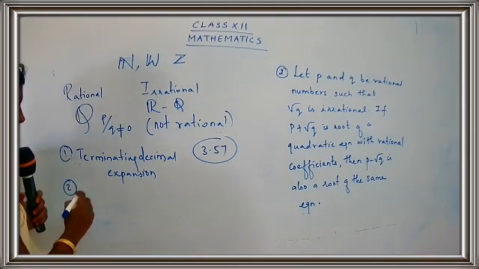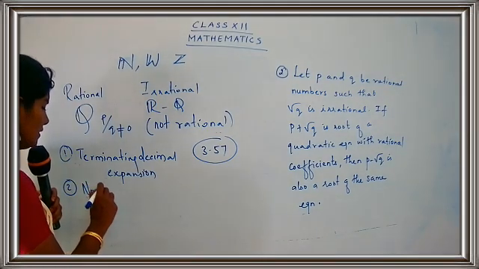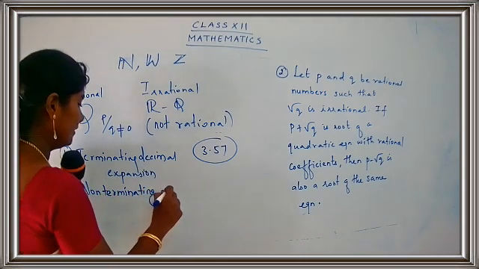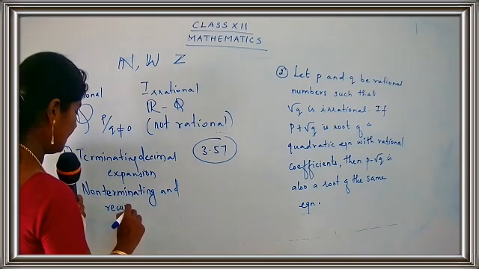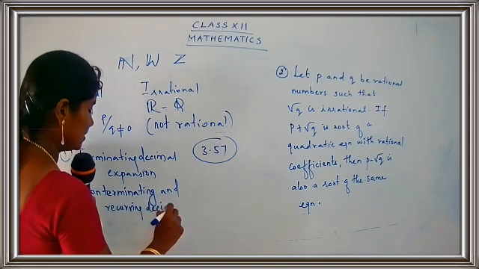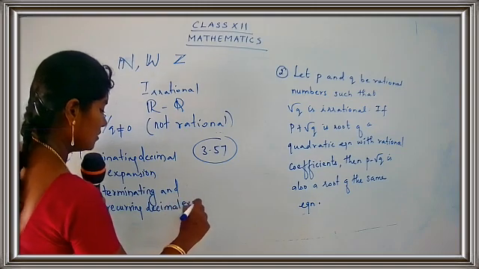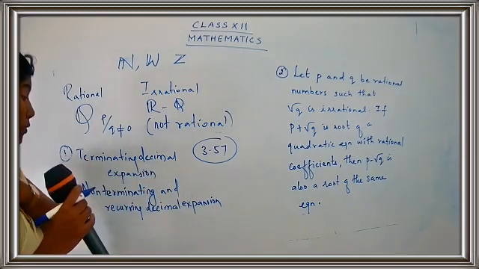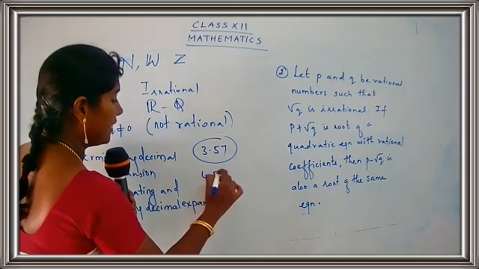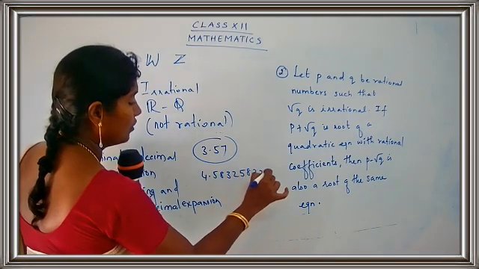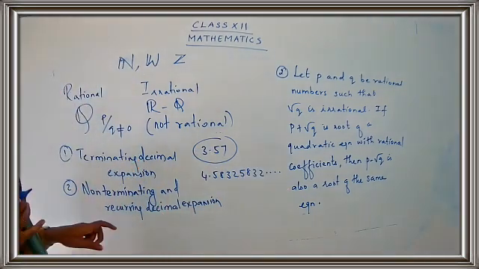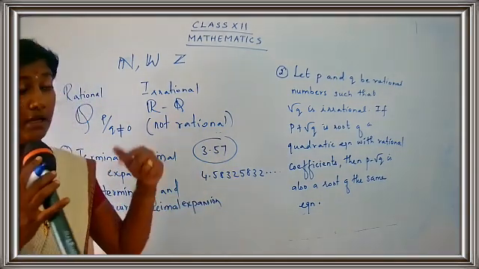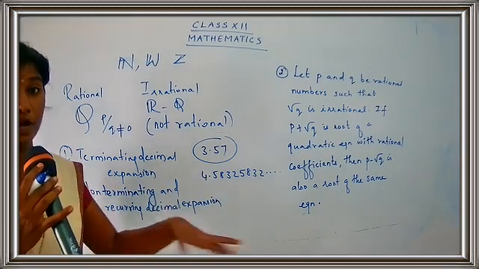Coming to the second point, we have non-terminating and recurring decimal expansion. This comes under the rational numbers, children. What is non-terminating? Non-terminating means it goes on, like suppose I take a number 4.5832, 5832 dot dot dot. Just see, children, what is the meaning of dot dot dot? That means the number is going to continue. The number never stops. It goes on.